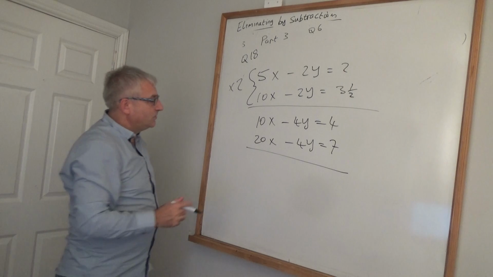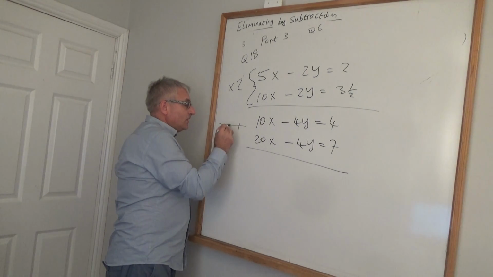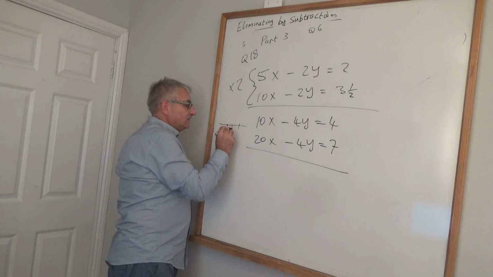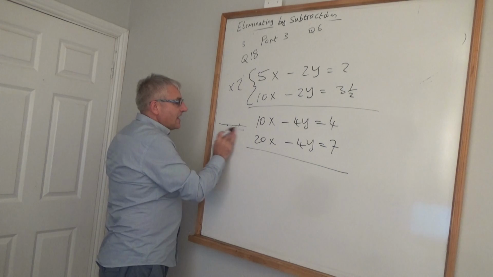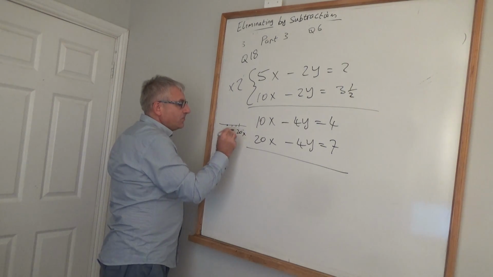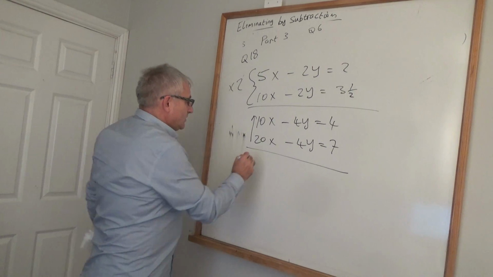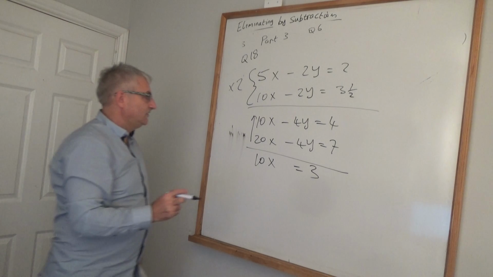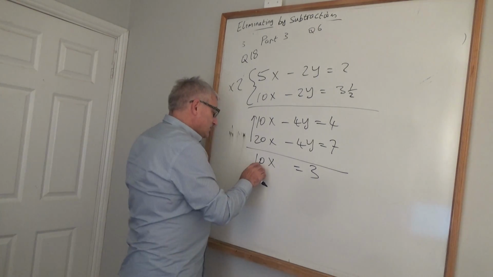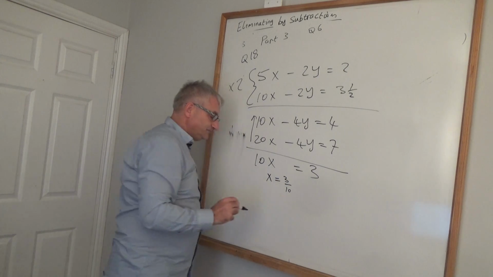So now we look at this and we go, well, 20x is bigger than 10x. And in terms of a number line where you get 0, x, 2x, it doesn't matter if x is positive or negative, 20x is definitely above 10x. So I'm subtracting up, giving me 10x equals, not nice, but we'll have to live with it, 3. X equals 3 over 10.